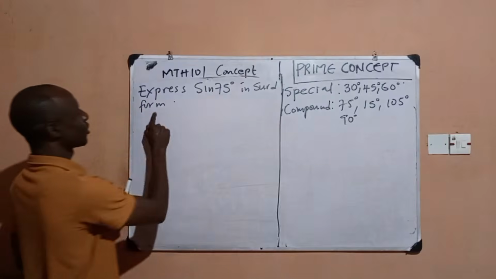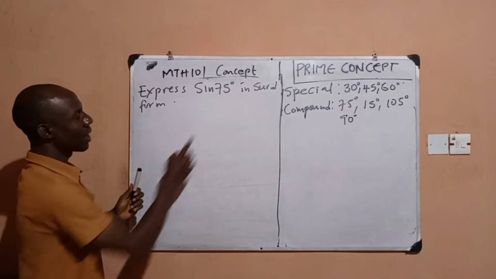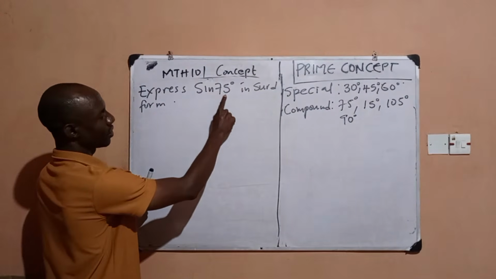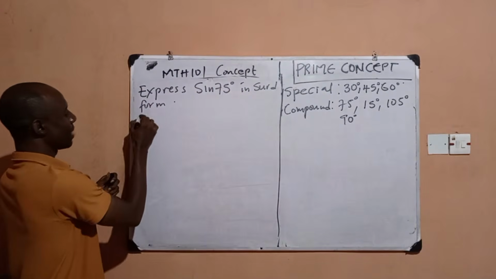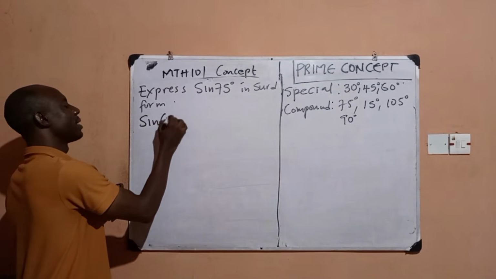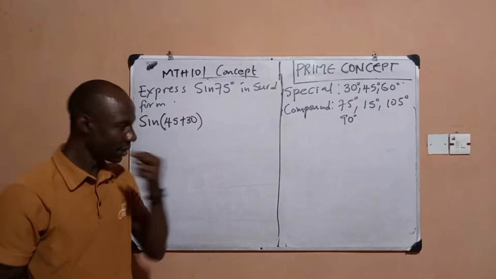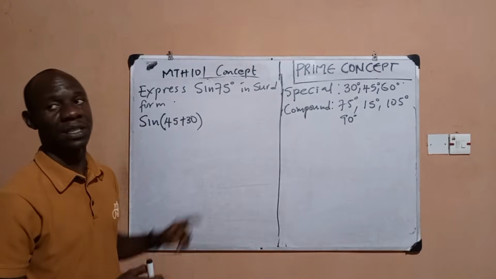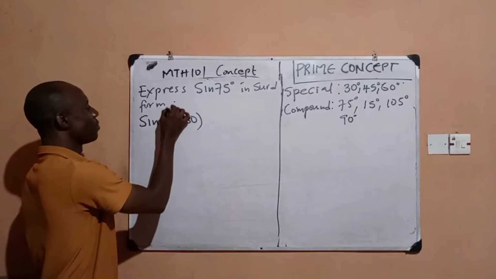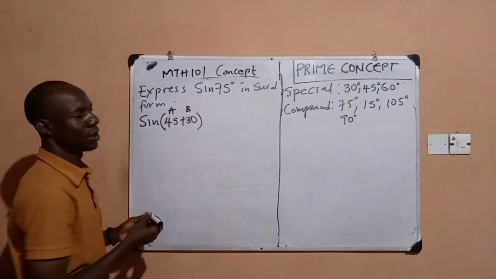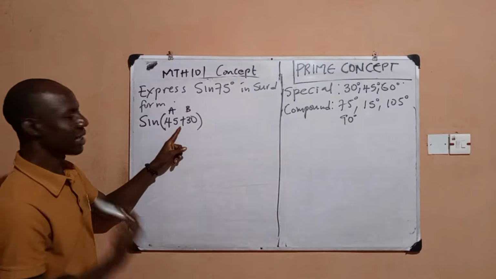Now, they say express sine 75 in short form. Now, you want to ask yourself, how is 75 gotten? 75 is gotten by saying 45 plus 30. Are you aware? Yes, 75 is 45 plus 30. So it means that this would be your A and this would be your B, and you're dealing with addition.